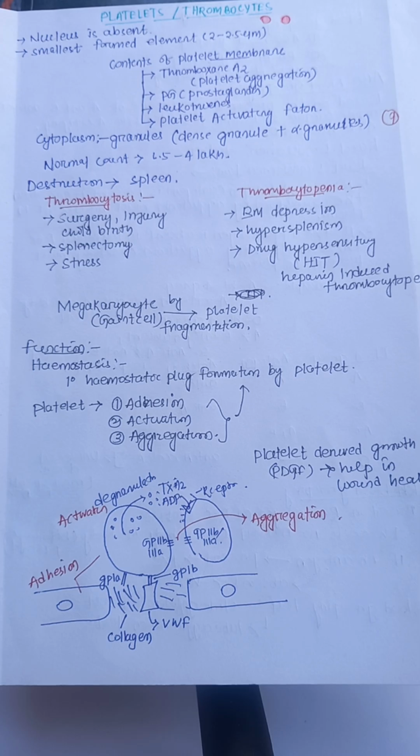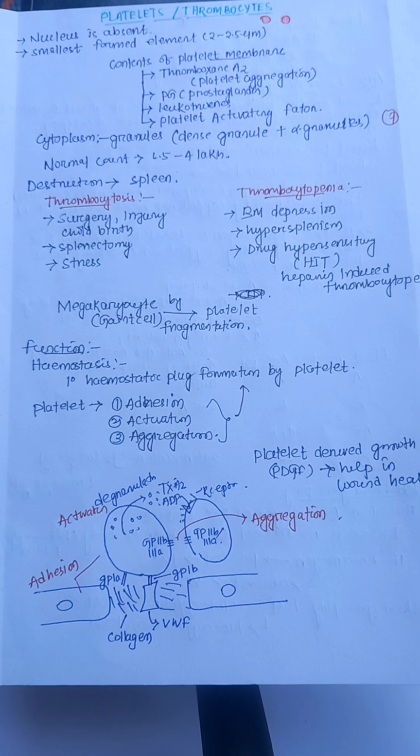Thrombocytosis occurs with surgery, injury, childbirth, splenectomy, and stress. What happens if there is splenectomy, or the spleen ruptures or is not present? There will be an increase in WBC and RBC, so why should platelets not also increase? Stress, surgery, injury, and childbirth cause an increase. Platelet count must increase because platelets are responsible for coagulation of the blood. If they are not present or are in less amount, how will the process go? So that's why it increases. Now thrombocytopenia: bone marrow depression.